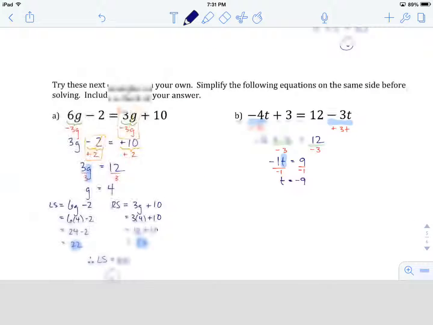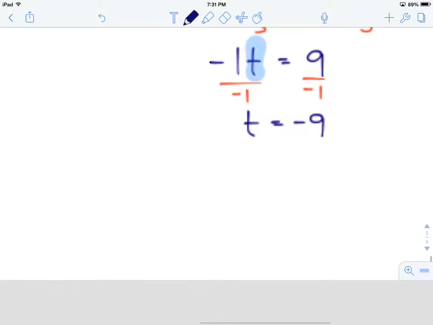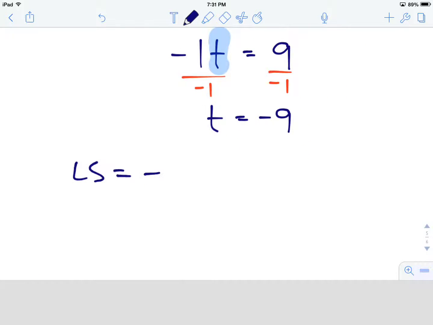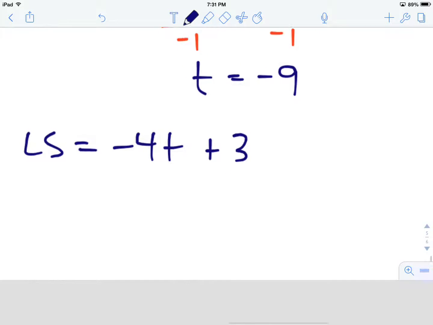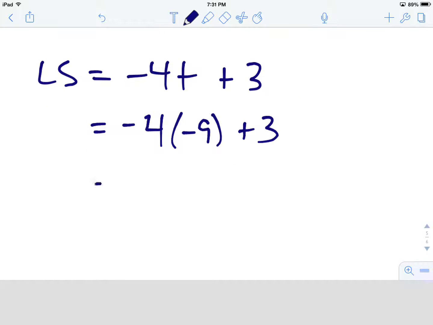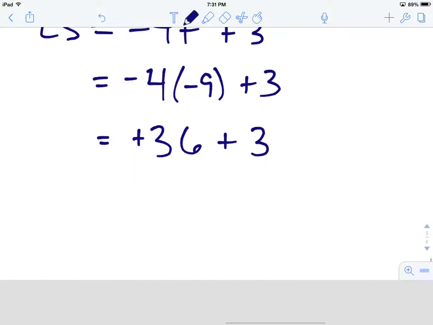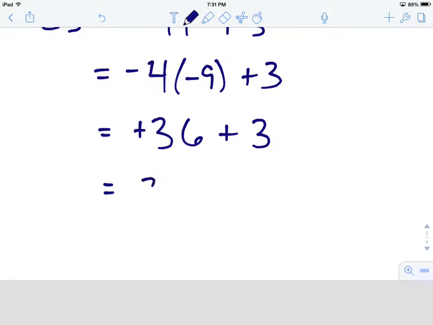So we've got some space. Let's do our check. The left side is equal to minus 4t plus 3. So we have minus 4 times minus 9 plus 3. We do our multiplication first. Minus 4 times minus 9 gives us a positive 36 plus 3, and that's going to give us 39.